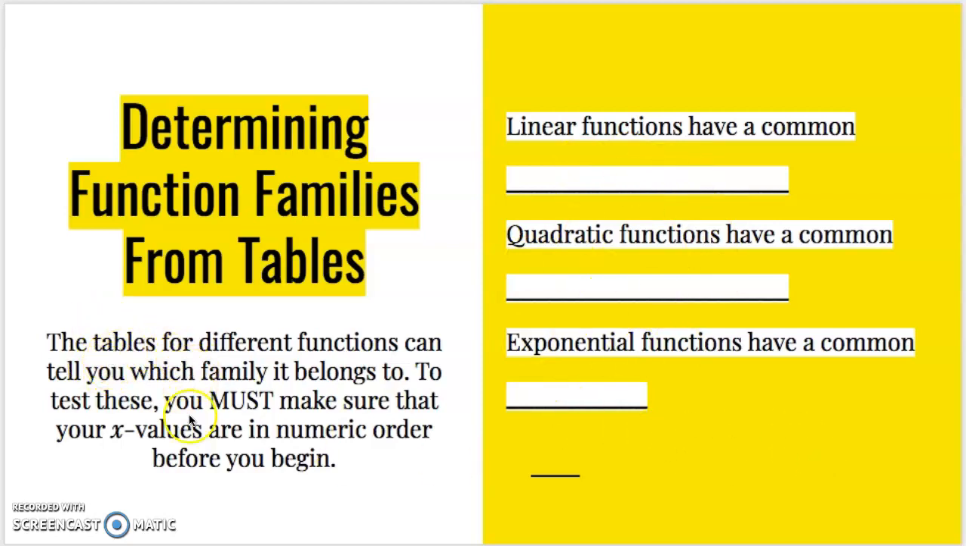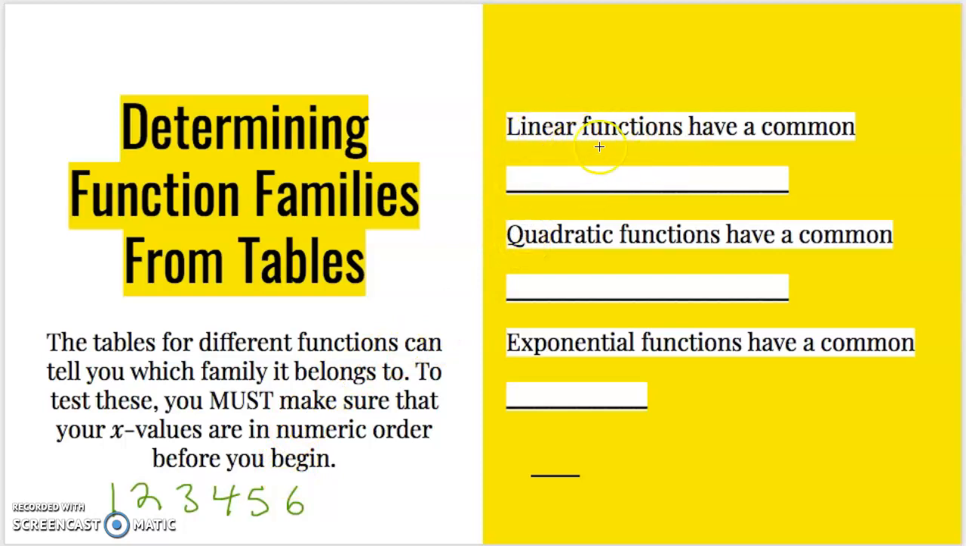So in order to test these values, one thing we have to make sure we do first when we look at these examples is we have to make sure that our x values are in numeric order before we begin, which just means that we want our x values to follow like 1, 2, 3, 4, 5, 6, in numerical order. So we're going to make sure that that is true of our x values before we do anything else. Okay, so let's talk about linear functions.